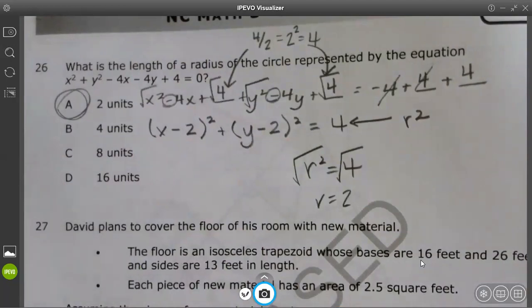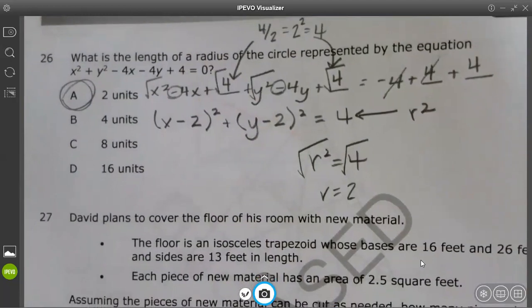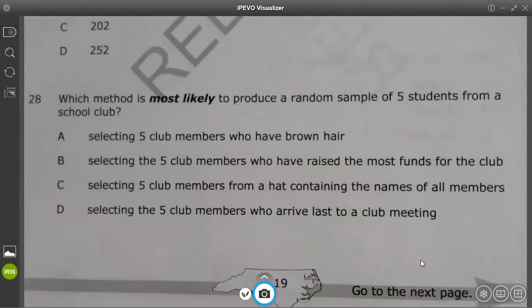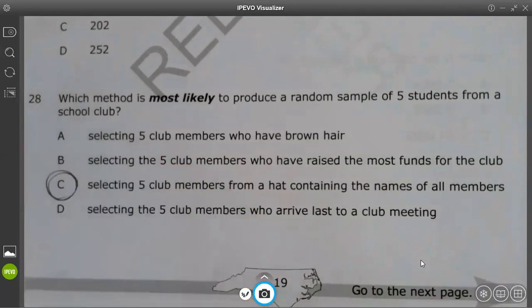28 is from Math 1, but it's common sense. Okay, so 28. It says, which method is most likely to produce a random sample of 5 students from a school club? Random sample. Selecting 5 club members who have brown hair, selecting the 5 club members who have raised the most funds, selecting 5 club members from a hat containing the names of all members, or selecting the 5 club members who arrived last to a club meeting. See, you want to pick from all of them.